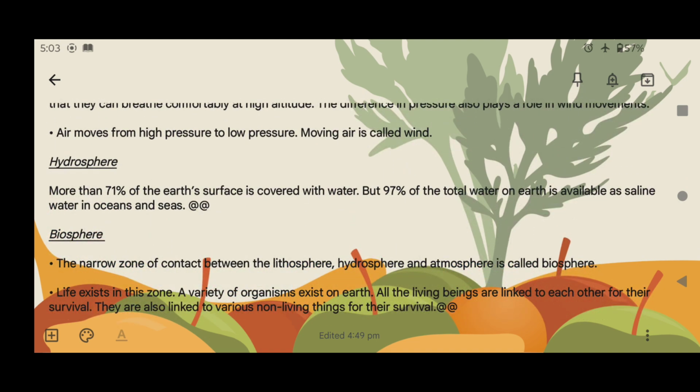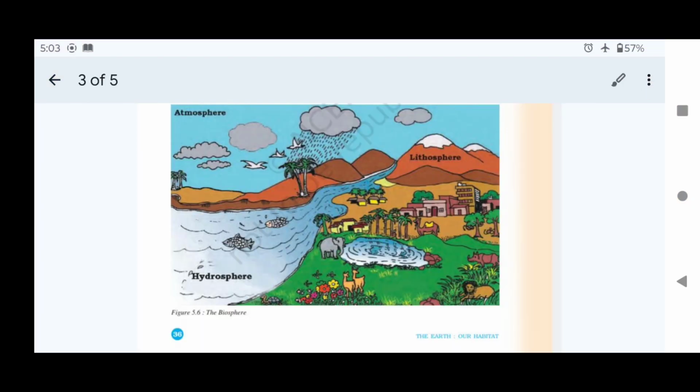Hydrosphere. More than 71% of the Earth's surface is covered with water, but 97% of the total water on the Earth is available as saline water in oceans and seas. Here you can see a picture of atmosphere, lithosphere and hydrosphere. This is lithosphere, this is hydrosphere, and this is atmosphere.